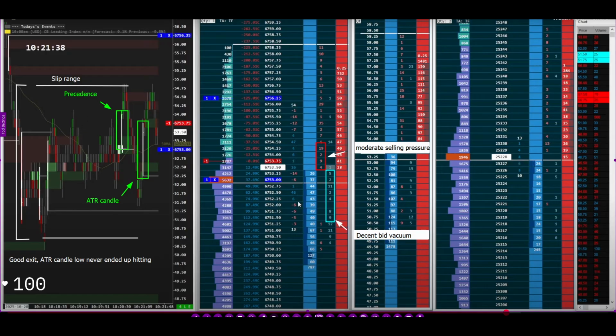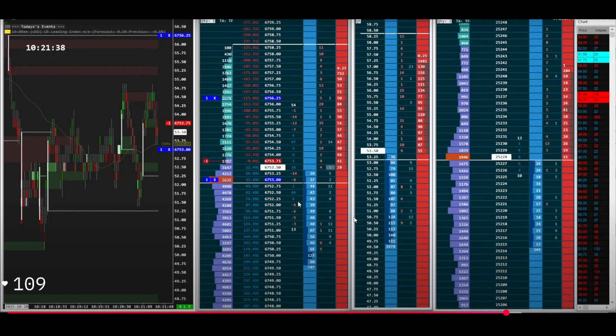So we have precedence that these ATR candles are getting taken back to the short side. We have a pretty good slip range, so a mean reversion is valid here. Moderate selling pressure, it could be better, honestly, but it's still present. It's not nothing. There's not no sell orders coming in, and we've also got a pretty good bid vacuum below us. There's pretty much no big buyers below, which tells me it is a pretty good pop of momentum.